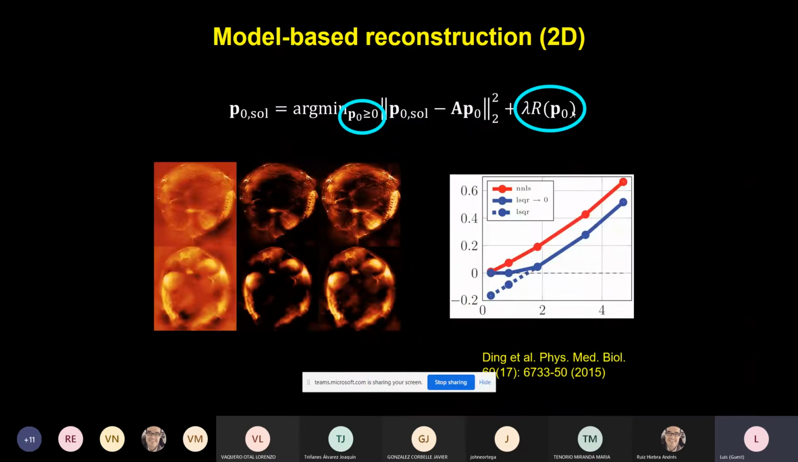Also, what you see in this graph in the right part of the slide is that the images are more quantitative. The line indicates the signal for a given insertion as a function of the concentration of the probe that you inject there, which should be linear. But we see that if we use a normal model base, it's not linear. If we use this modification, we get much more quantitative results.